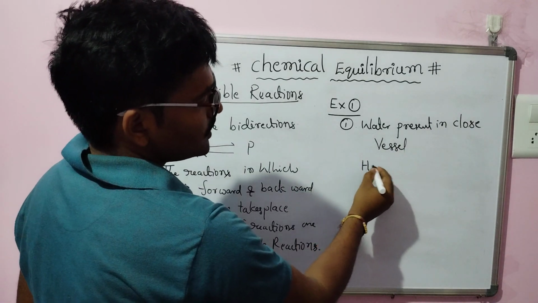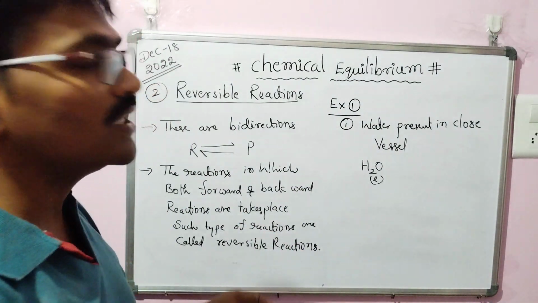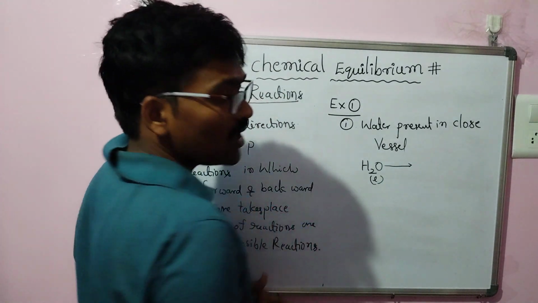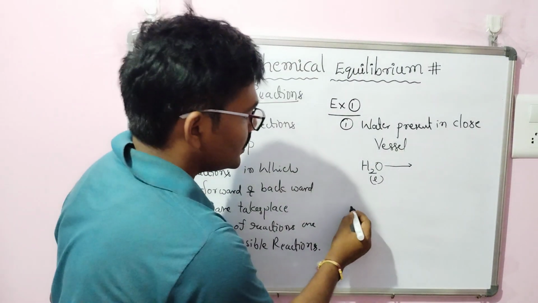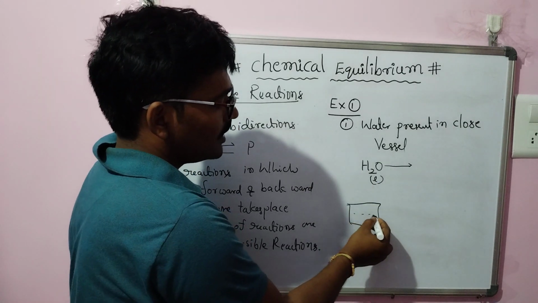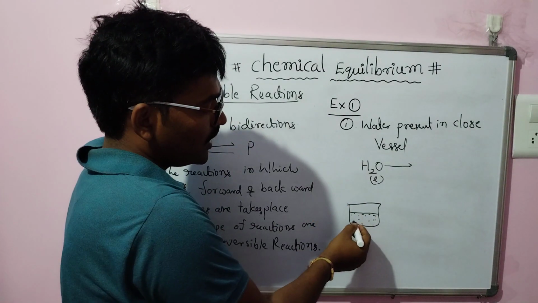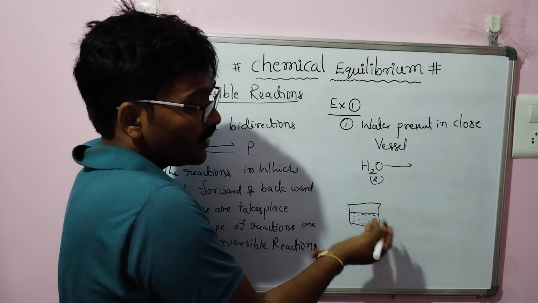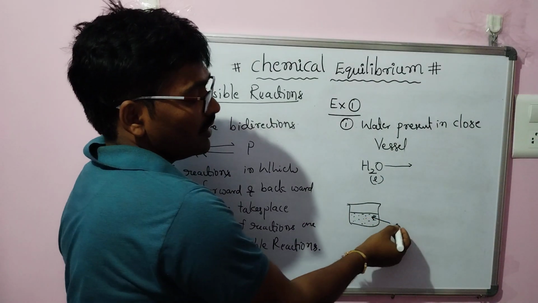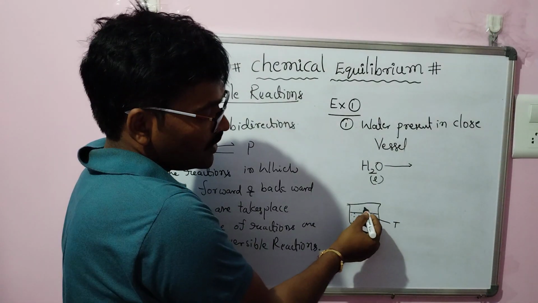So water, when it is present in the closed vessel in the liquid state, what happens? Here first vaporization takes place. How does vaporization take place? When it is present in a closed vessel like this, up to here water is there, just assume it. Now these particles are converted into vapor when absorbing temperature from the atmosphere. So these liquid particles are converted into vapor particles.